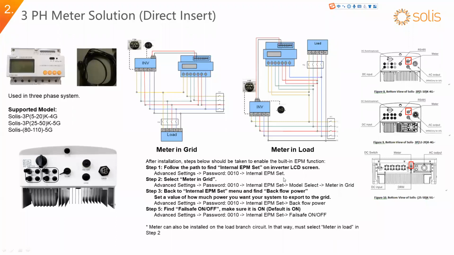Is it possible to maintain 100% zero export, or will a minimum current still be exported? It will achieve zero export to the grid. If you set the backflow power as 0 watts, then it can do zero export.